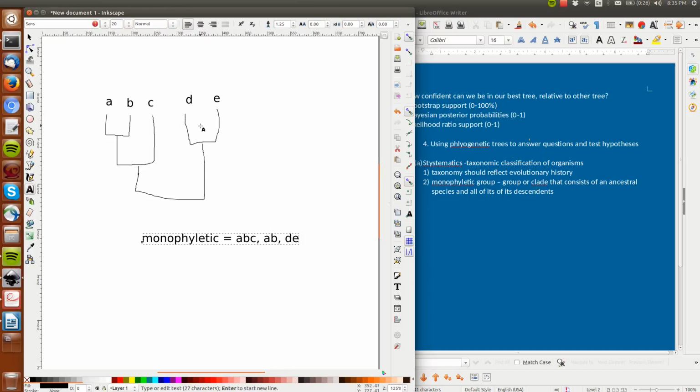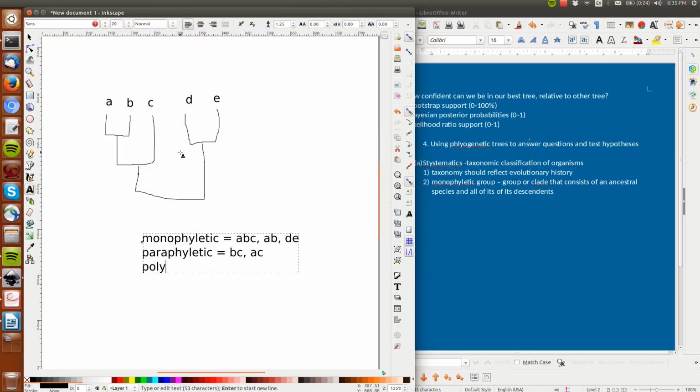This contrasts with other potentials, such as a paraphyletic group, which is not what we're really trying to create when we're doing phylogenetics, or when we're basing systematics or taxonomy on phylogenetics. A paraphyletic group includes the ancestor to a group and some of its descendants. For example, BC would be a paraphyletic group in the sense that you would imagine a group that includes this ancestor to A, B, and C, but not A. That would be a paraphyletic group, as would similarly AC.